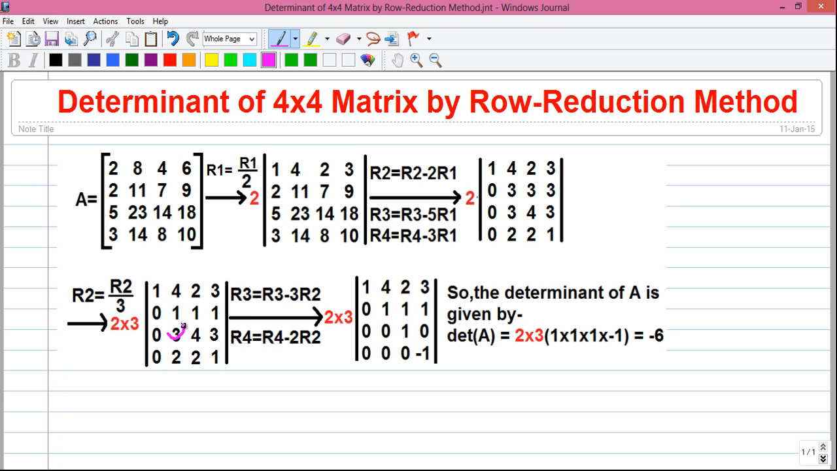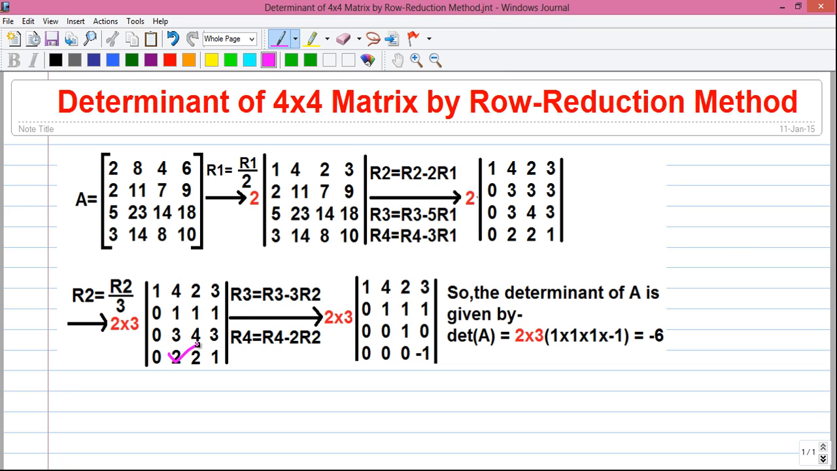So to get a 0 at this position, we can multiply row 2 by 3 and subtract that from row 3. So R3 equals R3 minus 3R2. So 1 into 3 is 3, subtracted from 3 is equal to 0. 1 into 3 is 3, subtracted from 4 is 1. And 1 into 3 is 3, subtracted from 3 is 0.